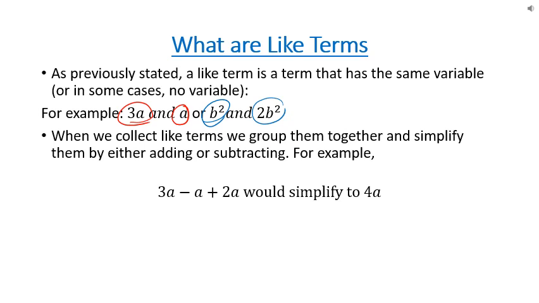So if you look at these examples here, we've got 3a take a plus 2a gives us a total of 4a. And we get this because if we think about it like numbers, we have 3 take 1 plus 2, and we know that 3 take 1 plus 2 is 4. Therefore, 3 apples take away 1 apple. Remember that a is simply 1a. And then we add 2 apples in. That gives us 4 apples.